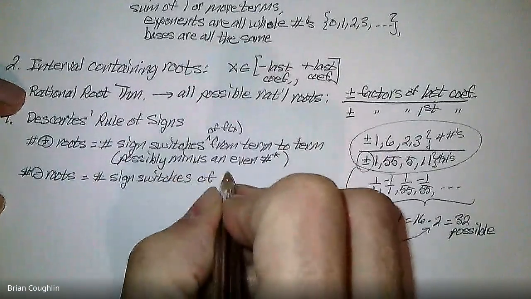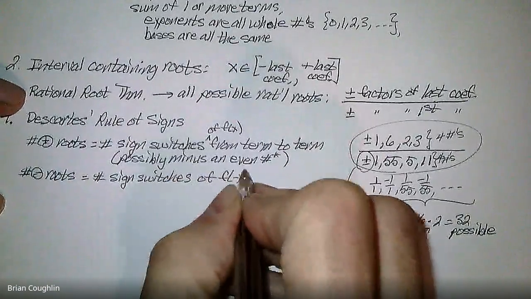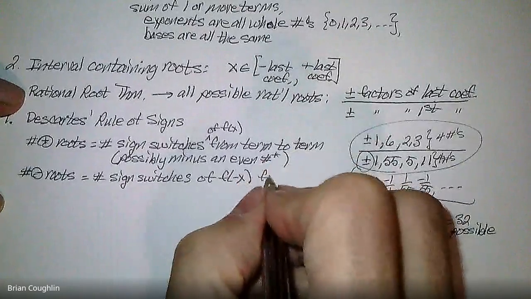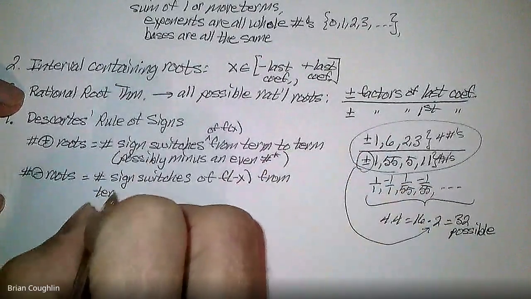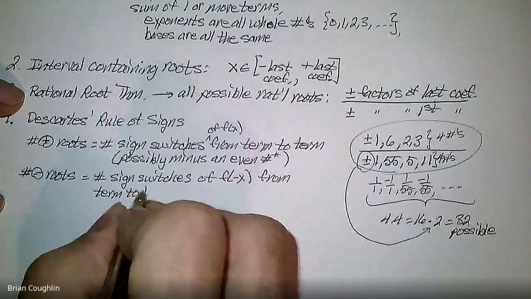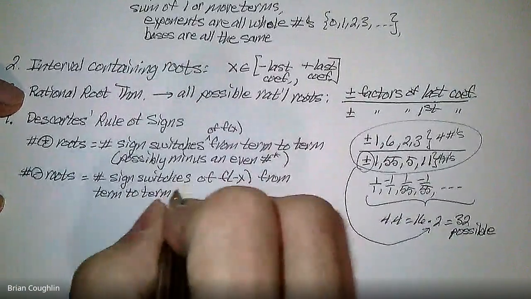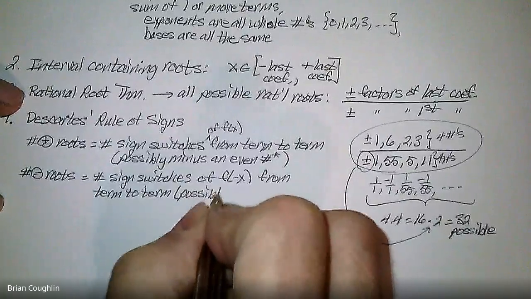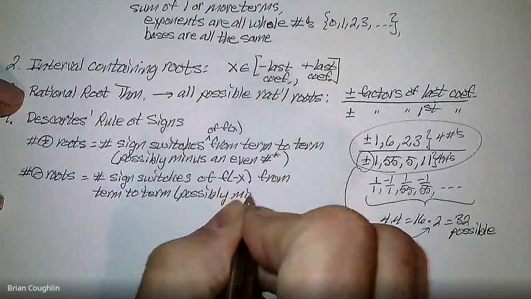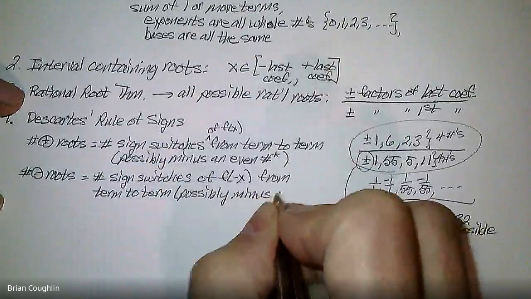Of, this is a little bit more mysterious, f of negative x from term to term. To term. But I'm going to say that same mysterious thing, possibly minus an even number.